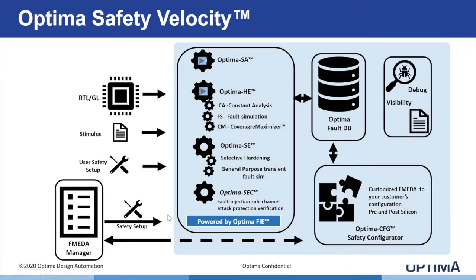Optima Safety Platform. So as described in the first few slides, Optima Safety Platform contains Optima SA static analysis, Optima HE hard error analysis, Optima SE soft error analysis, and Optima SEC, which is the security verification. All these are powered by the Optima fault injection engine. So we have Optima DB, and we have debug and visibility of all the reports.